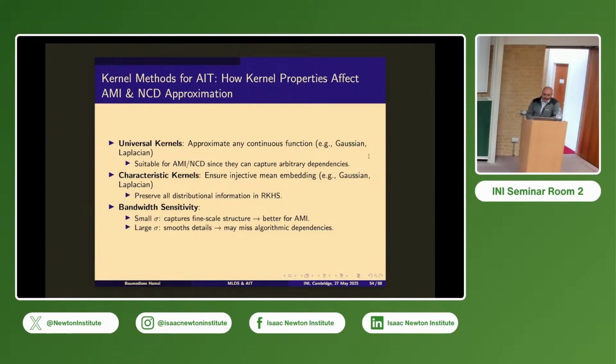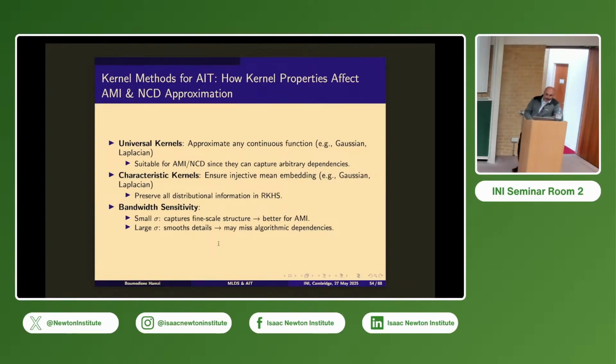Universal kernels, which we are familiar with in kernel methods, are suitable for algorithmic mutual information and normalized compression distance, and they can capture arbitrary dependencies. Characteristic kernels preserve all distributional information in the RKHS, and in numerical experiments we saw that a small sigma is better for AMI, while a larger sigma may miss algorithmic dependency. So again, the question there is always the choice of the kernel.